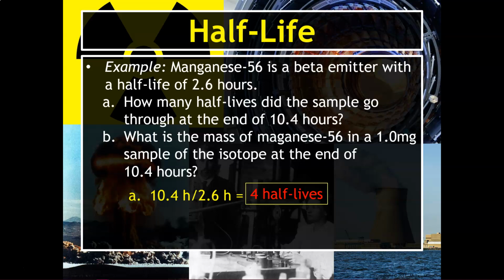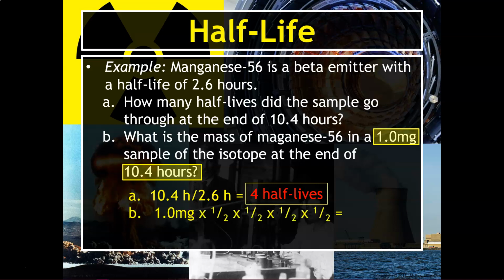went through 4 half-lives. In part B, we know that it's a 1 milligram sample, and we know that it went through 10.4 hours. So what we're going to do here is do 1 milligram, again, times 1/2 to the 4th, just like you see there. And so that will give you 0.063 milligrams.